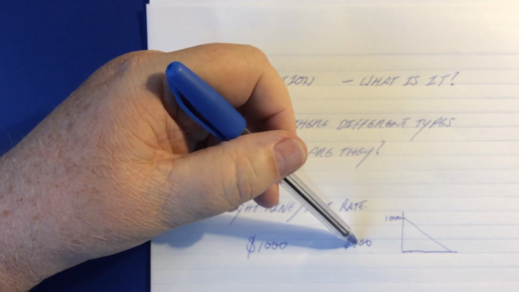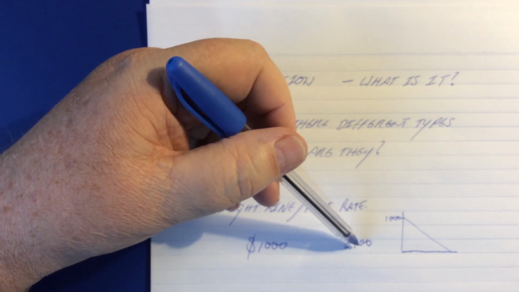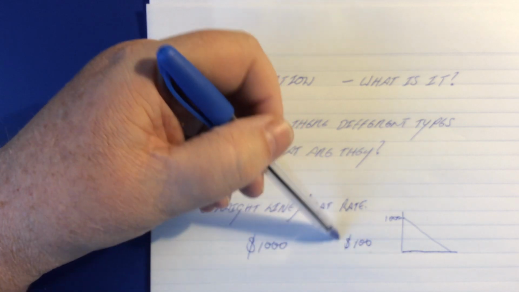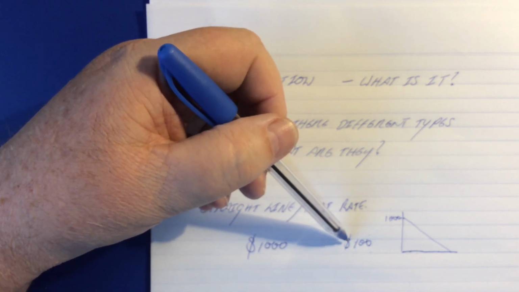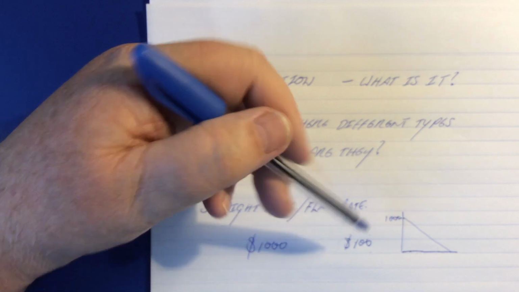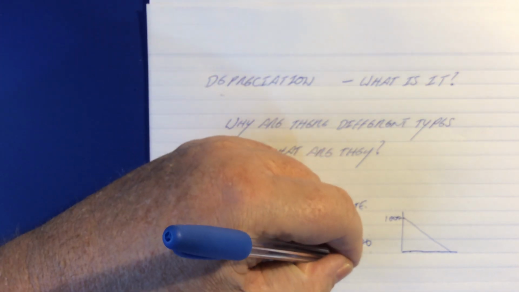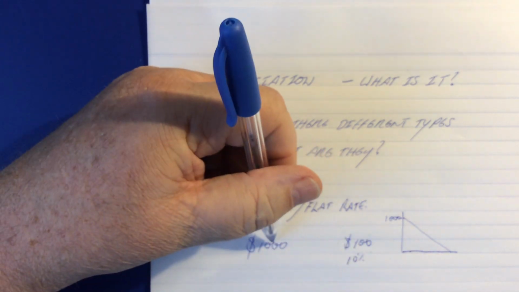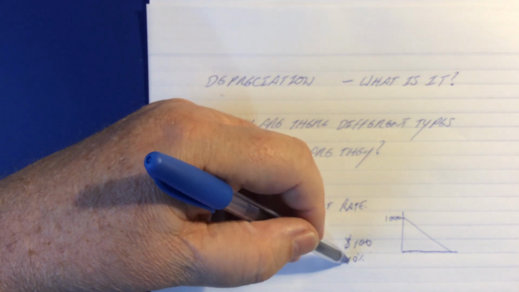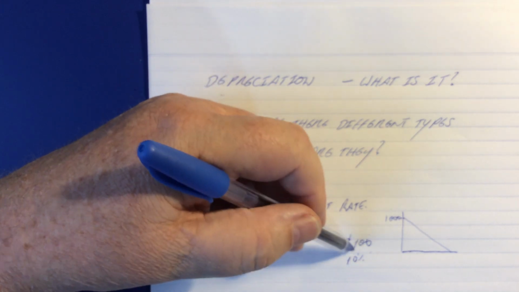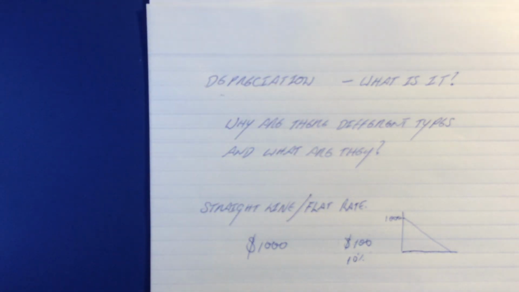Now, one other thing to say about this: it may not be expressed in dollar terms. This number here might not be expressed in dollar terms. So it might be that you're told to take 10% off of this price each year. As it happens, 10% is equal to $100 in this case. So that's flat rate. It is the same amount taken off the value of an asset every year or every period, whatever you want to call it.